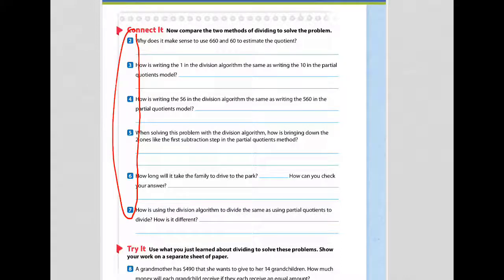All right, so let's see how you did. So we are now going to go over 2 through 7. You should have these done. And remember, if you had anything wrong, you can fix it now.